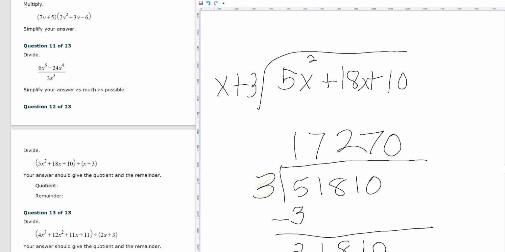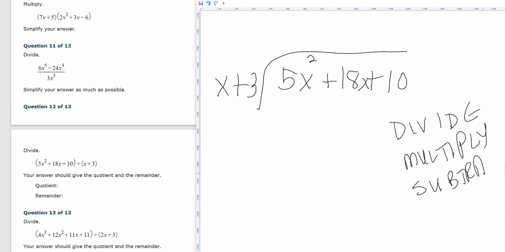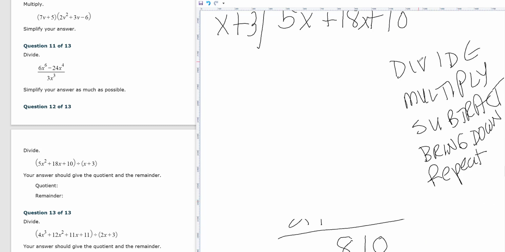But remember what we did. We did divide, then we did multiply, then we did subtract, then we bring down at least one term or one digit, and then we repeat. So it's divide, multiply, subtract, bring down, repeat. And we're going to follow those steps as we do this problem.